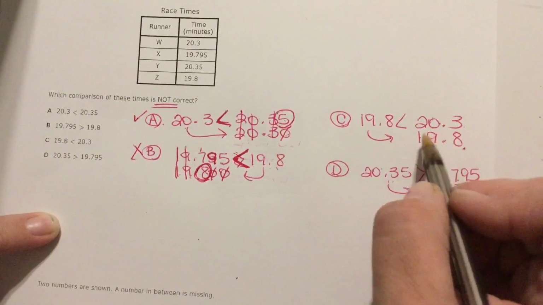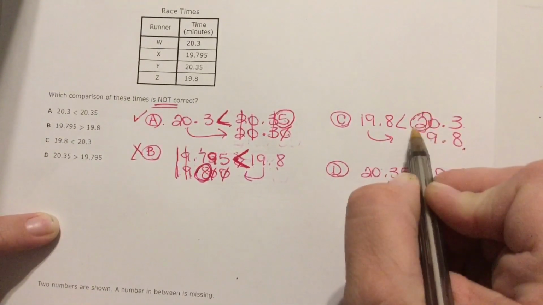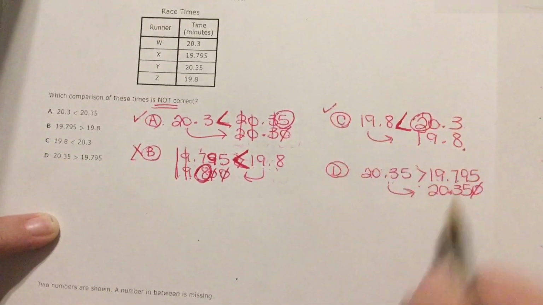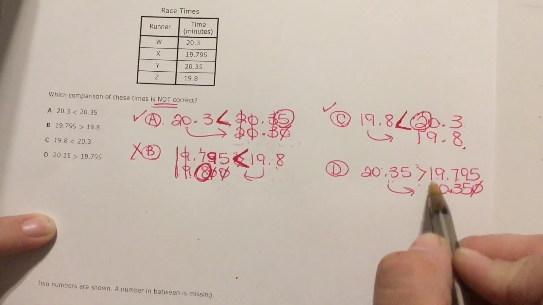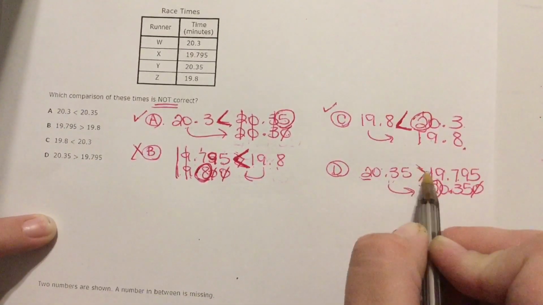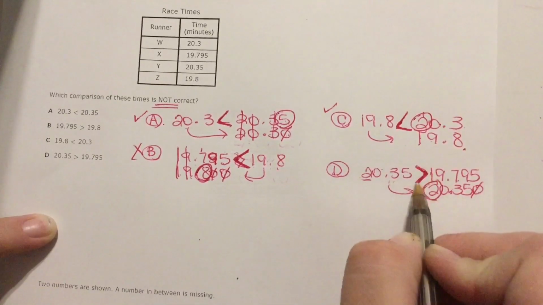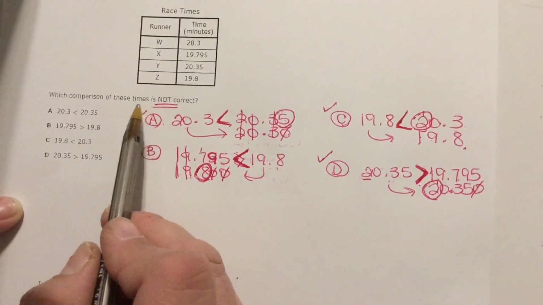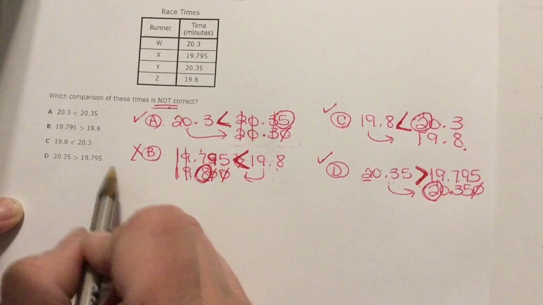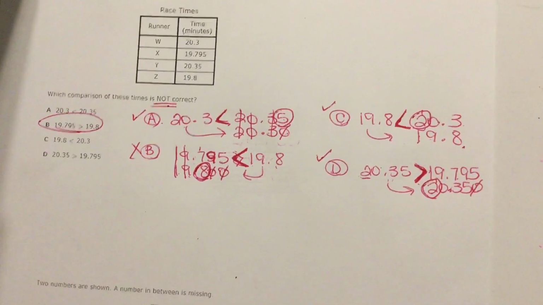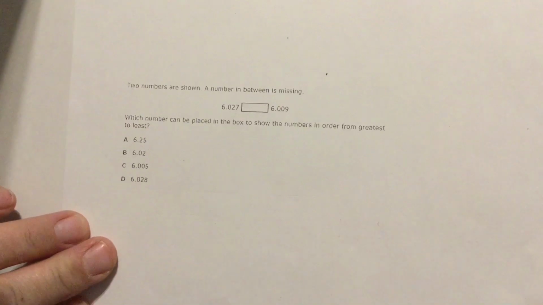Okay, C, 2 and 1. 2 is bigger, so that's the correct symbol. D, 20 and 35 hundredths. 1 and 2. 2 is bigger, so that means this number over here is bigger. Okay, so that one is correct. So it says, which comparison of these times is not correct? That means the answer would be B. B was not correct. All right, and the last one, 2 numbers are shown.